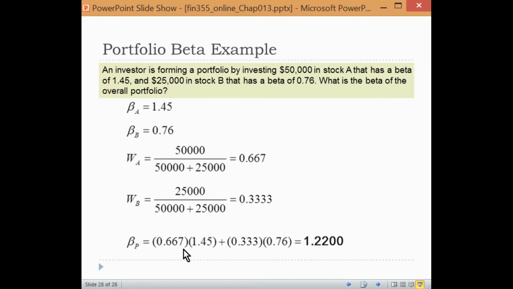Weighted average is pretty simple to calculate. You take the weight of stock A times the beta of stock A plus the weight of stock B times the beta of stock B. Make sure you do your multiplications first, then your addition. The result here should be exactly 1.22.